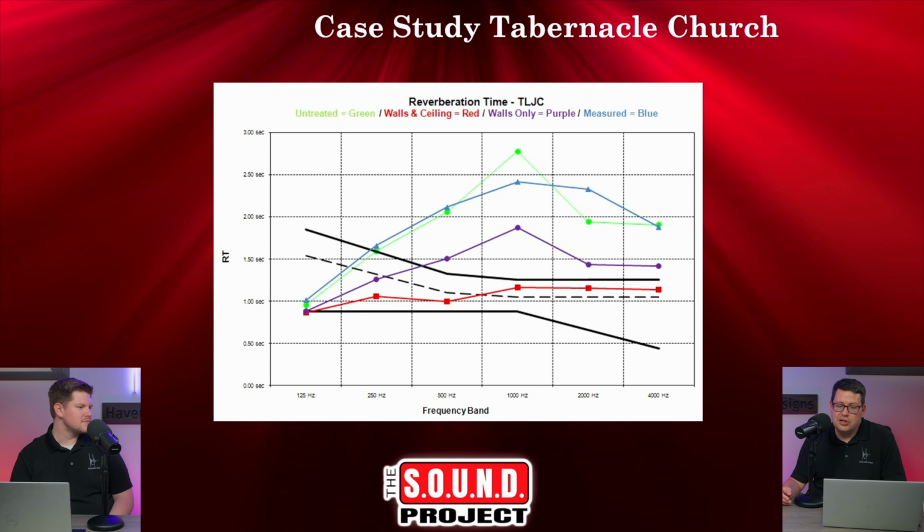One of the things that we looked at, this chart I'm showing right now, is the reverb time of the room. There are a few different lines on here, and I'm going to explain what they are. The dotted line is our target reverb time, given its application as a fellowship hall, mostly speech, a little bit of music. We came up with a 1.1 second reverb time at 500 hertz as our target. That's what we're trying to hit. And is that coming from that initial graph that we showed earlier? Yeah, exactly. And it's two extremes.